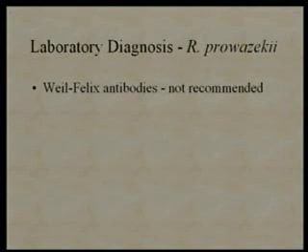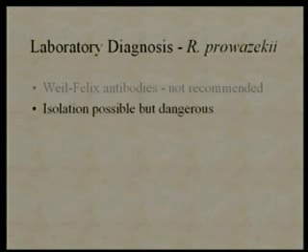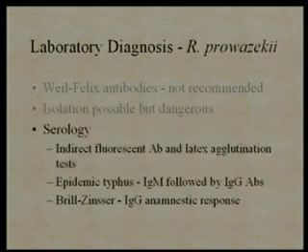So how are these diagnosed? Again, the Weil-Felix antibodies, the antibodies against this organism, also react with Proteus, but it's not used anymore. It is possible to culture this organism, but most labs certainly are not going to do that. So you're left with serology as a way of trying to detect this. And there are latex agglutination tests. In the epidemic form, you'll see IgM antibodies if this is the first exposure, and then maybe later on IgG. In the Brill-Zinsser form of this disease, it's going to be an anamnestic response, so you're going to see IgG antibodies.